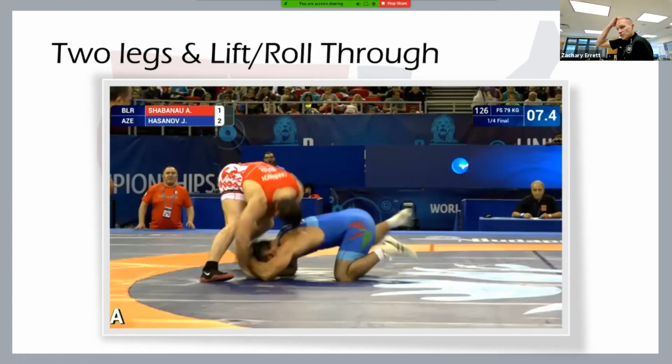All right, so here's another scenario. I'm going to show you there are 2 videos here. I know we've probably all seen this where somebody double legs, lifts, and as they hit, there's a roll through with it. And then you see the person rolling through.